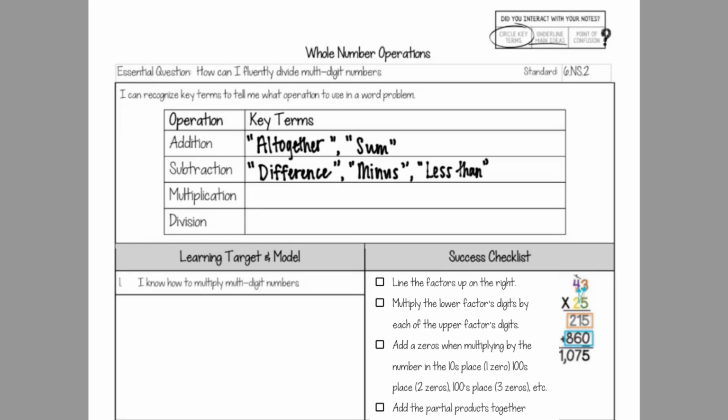For multiplication, we use the key terms product, times, multiply, or groups of. And then for division, we use the word quotient, and sometimes we also see word problems say split into groups.